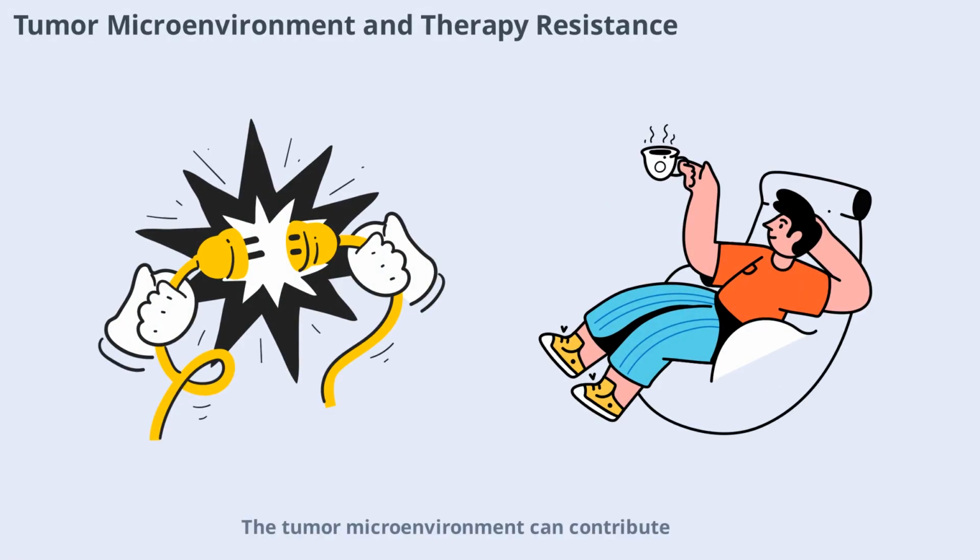Tumor microenvironment can contribute to resistance against cancer therapies, including immunotherapies. Factors such as immunosuppressive cells, abnormal blood vessels, and a dense extracellular matrix can limit the effectiveness of treatments. Overcoming these barriers is a major focus of current research.